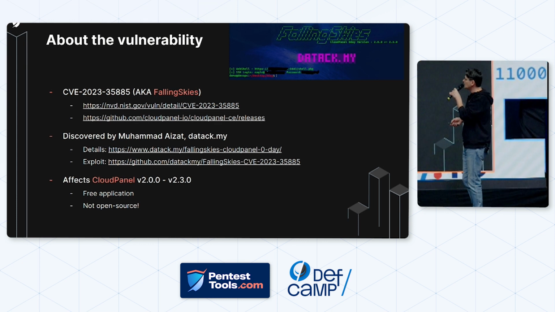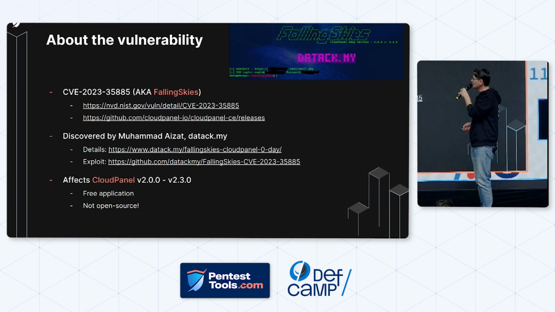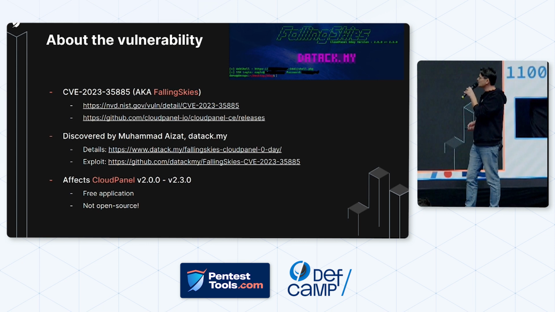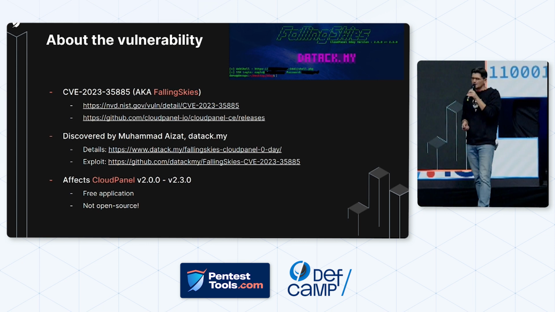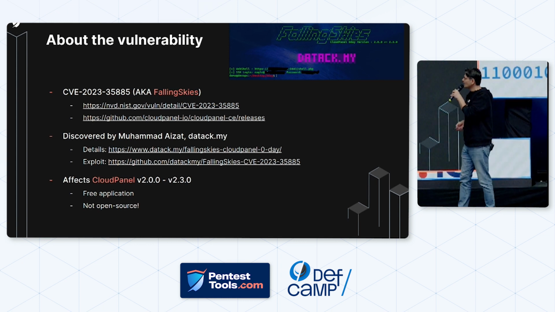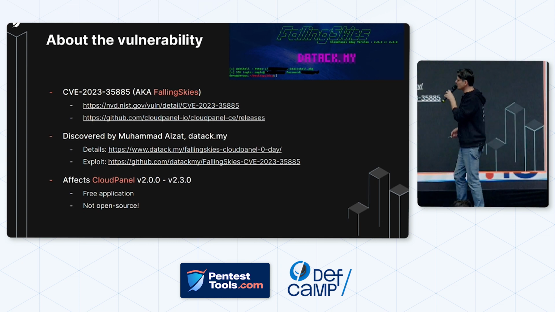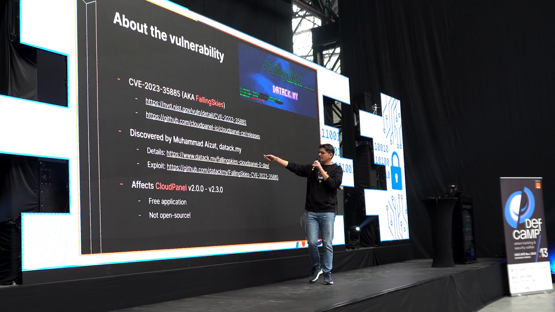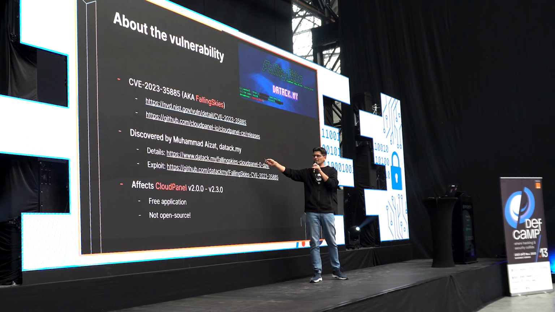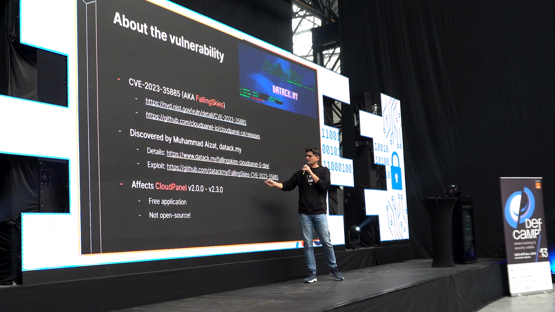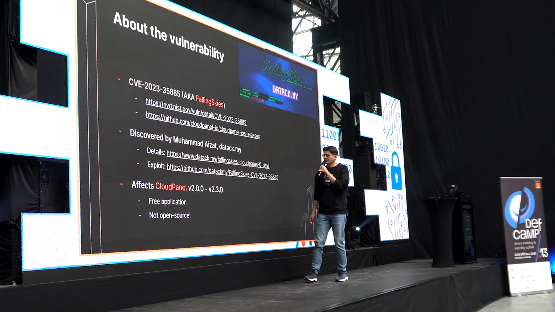So the vulnerability has this CVE number. It's also called Falling Skies, and that's why the kittens are falling from the skies. And it was discovered by this security researcher, Muhammad Aizat, I think from Malaysia, and from the security company, .tak.